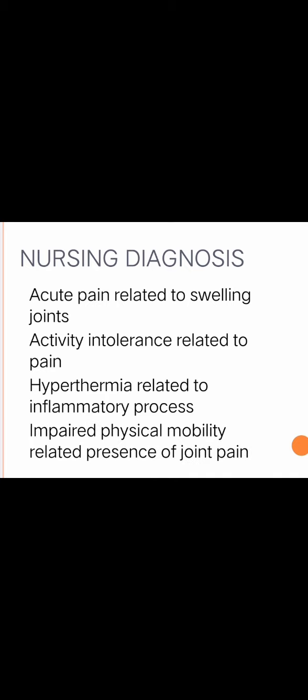The nursing diagnoses for gout are the following: acute pain related to swelling joints, activity intolerance related to pain, hyperthermia related to inflammatory process, and impaired physical mobility related to presence of joint pain. The nursing intervention is to promote measures to prevent exacerbation.